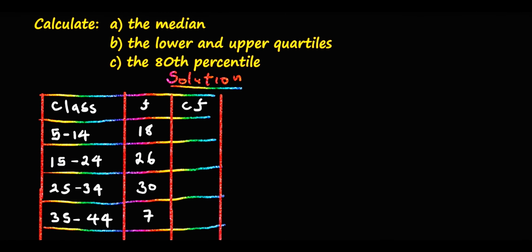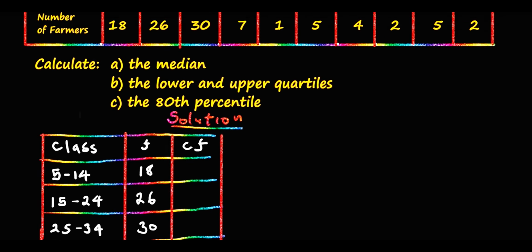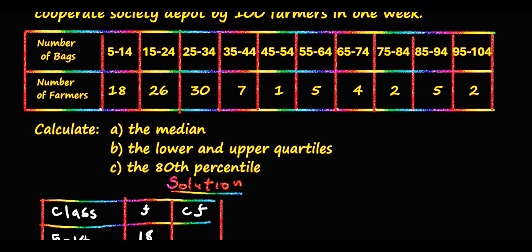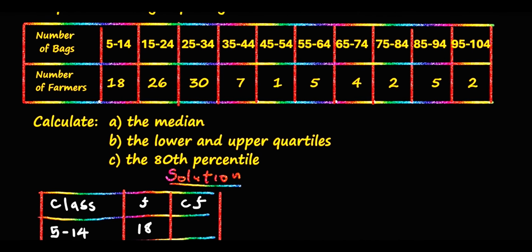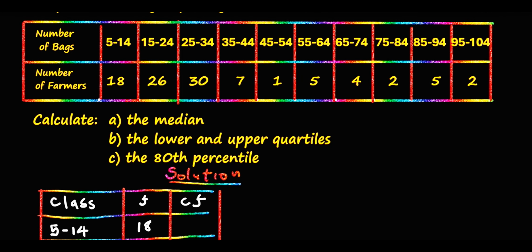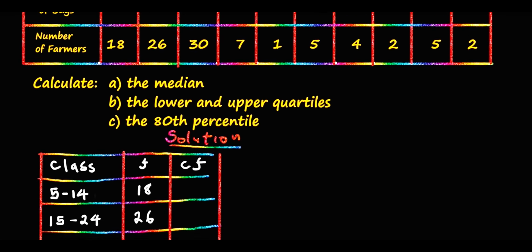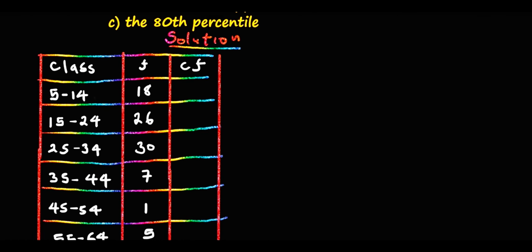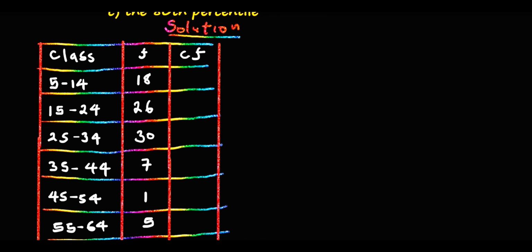The first column is class, which you have just obtained from this first row, which has got the number of bags. And then the second column is the frequencies, which is just the number of farmers. And then we're going to create a third column, which is cumulative frequency. We just add the frequencies across the lines. So the first frequency there is going to be 18.